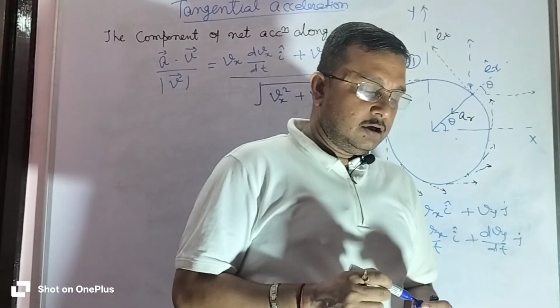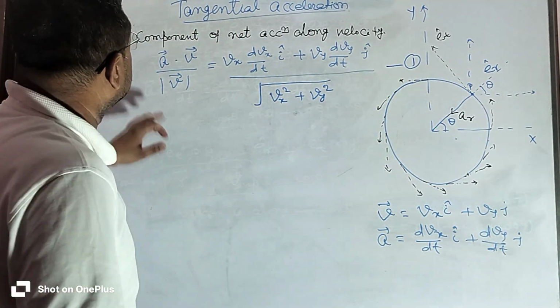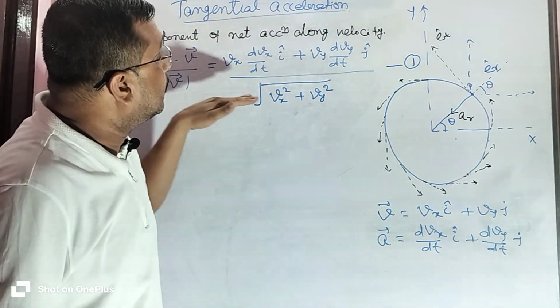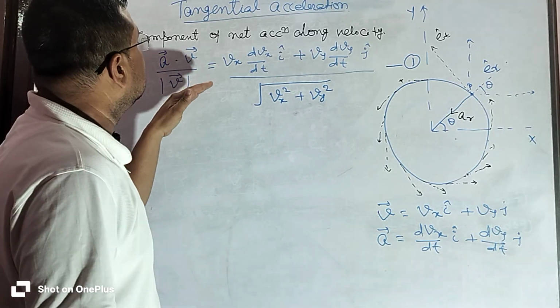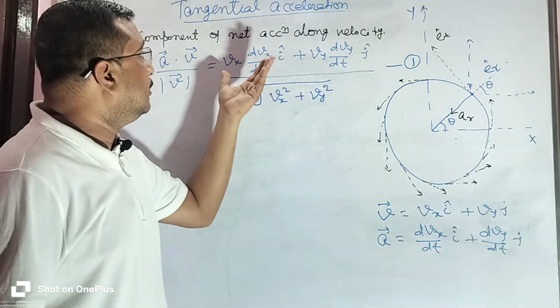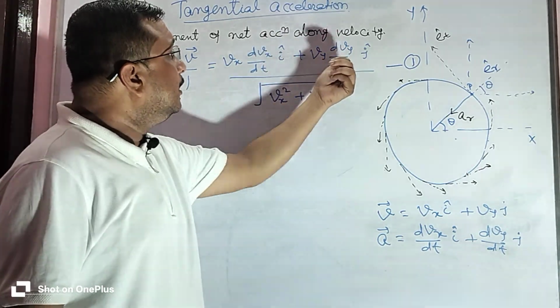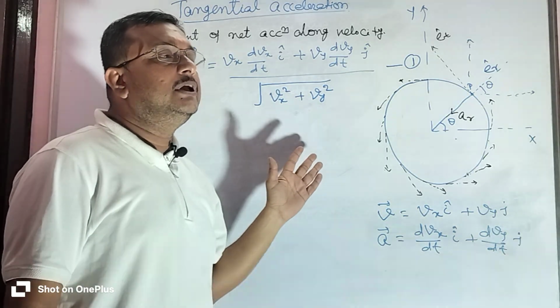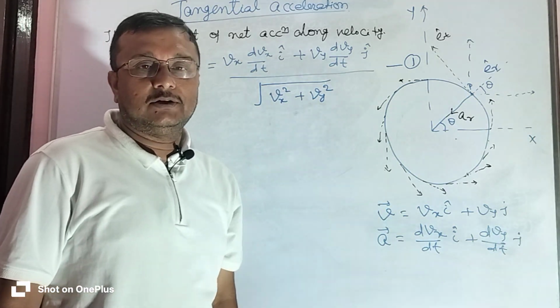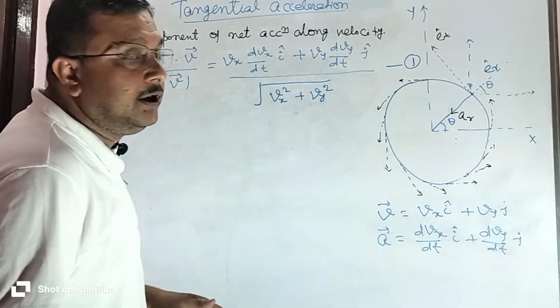That is fine. So now, what is this? This is the component of net acceleration along velocity. What we have calculated is the component of net acceleration along velocity, and that will be (Vx dvx/dt i + Vy dvy/dt j) by under root Vx square plus Vy square. That is fine.